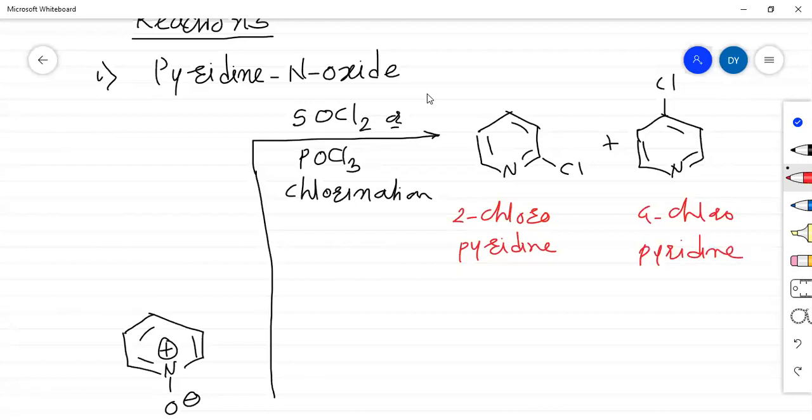Now student, as you can see here, what should be your observation? Observation, as you can see here, this oxygen is removed in this reaction.